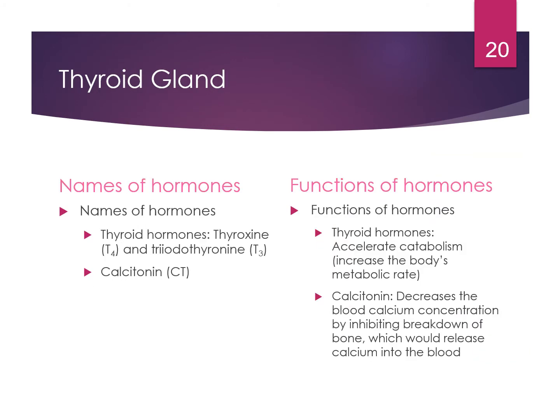The thyroid gland lies in the neck just below the larynx, and it secretes 3 hormones. The first 2 hormones we're going to talk about are the thyroid hormones, and they consist of thyroxine and triiodothyronine, and those are abbreviated as T4 and T3 respectively. Now, where do those little numbers come from? Those little numbers represent the number of atoms of iodine that are in each of those hormones. So it is extremely important that we have enough iodine in our diet so that our thyroid can synthesize these hormones.